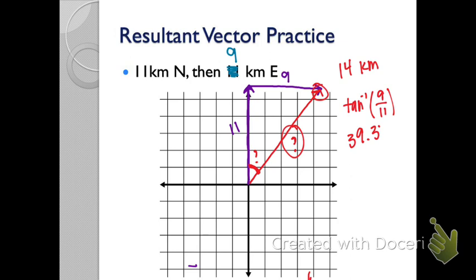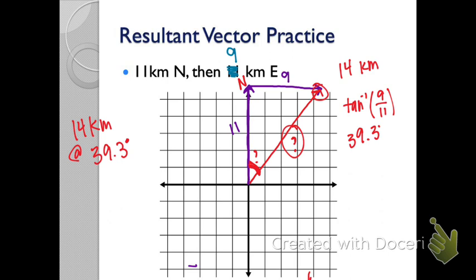So right now my displacement is 14 kilometers at 39.3 degrees, what? Just north? No. North of what? It's going to be blank of blank. East of south. West of north. What's it going to be? Where's my angle? Right here. Let's answer this question. Here's how I teach this one. What axis is that angle touching? North, east, south, or west?